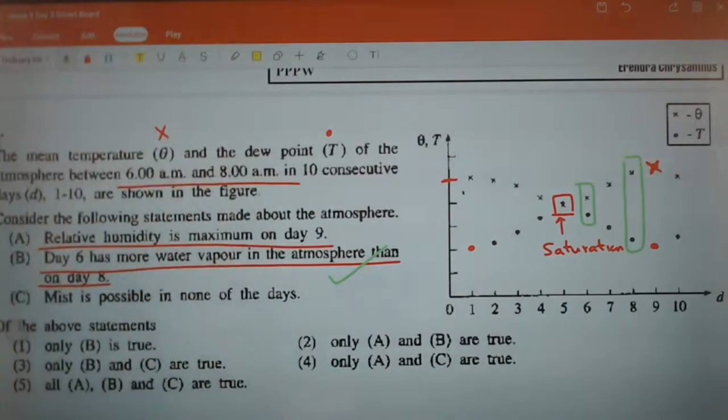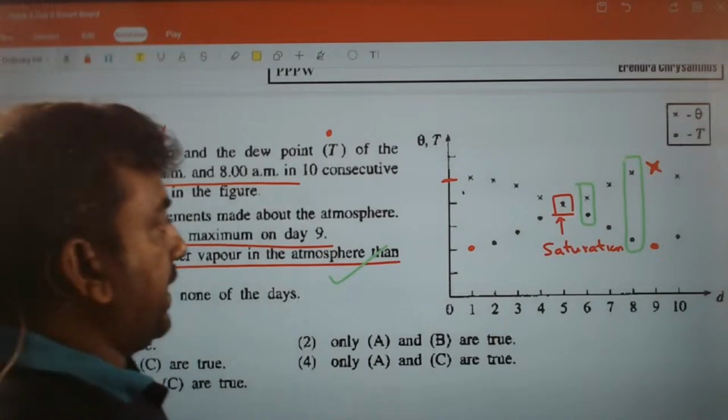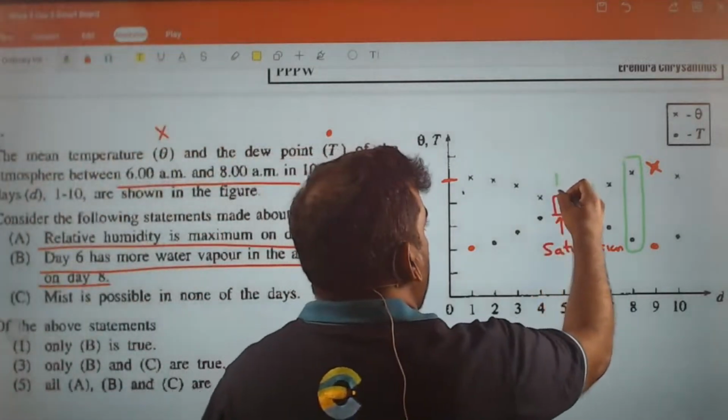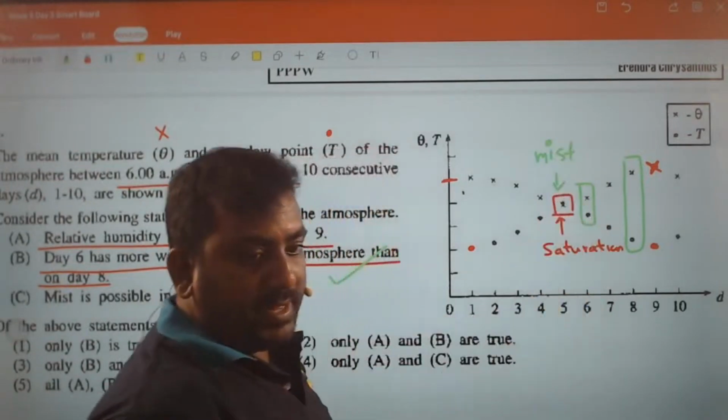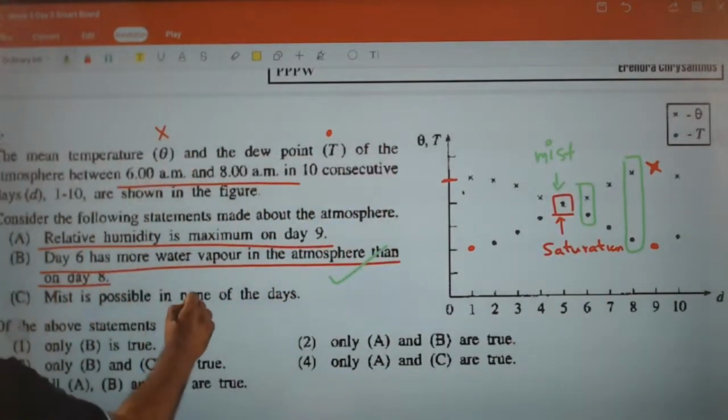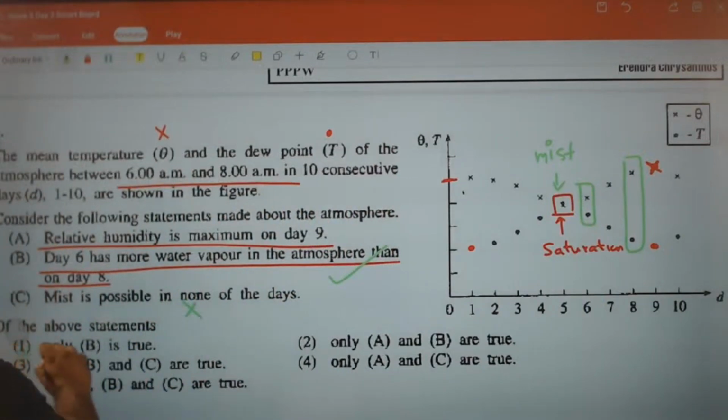Mist is possible in none of the days. So saturation takes place here. Mist is possible there. So this is wrong. Only correct statement is B, answer number 1.